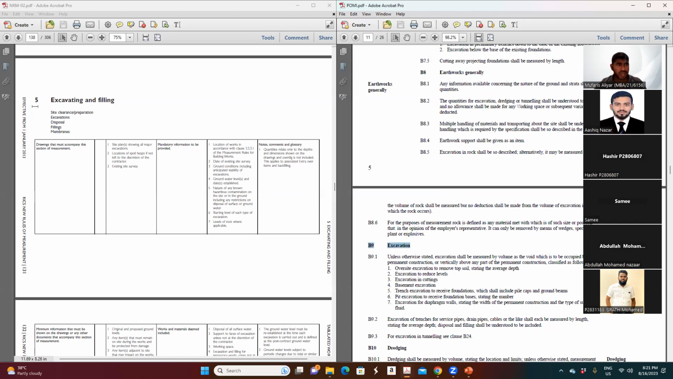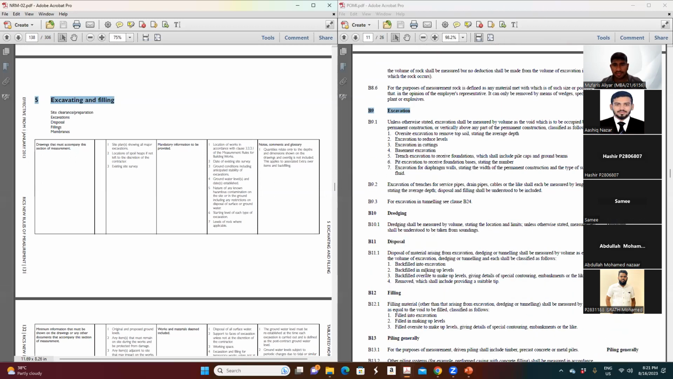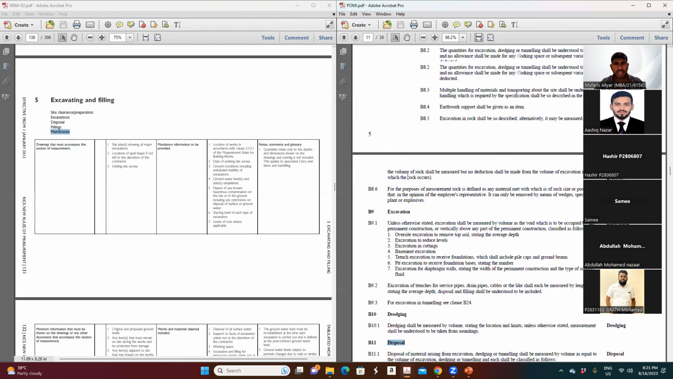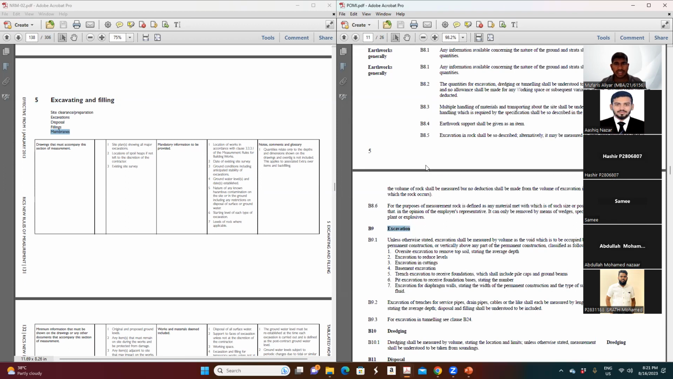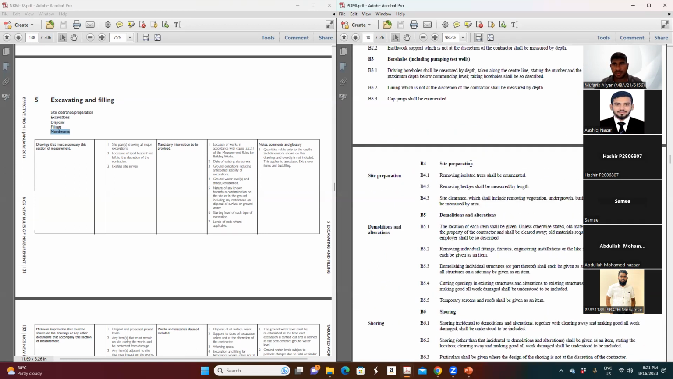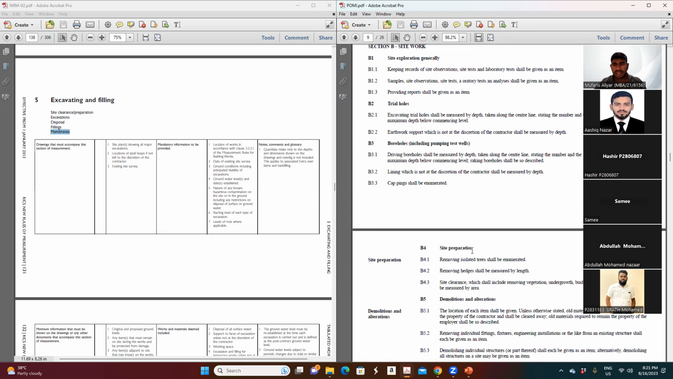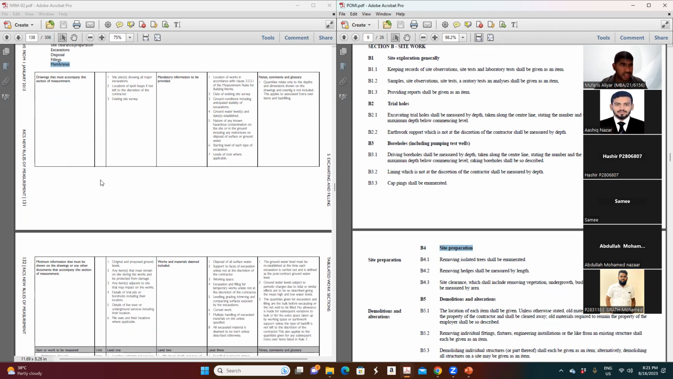Then if you come to NRM 2, excavation and filling. For me, the filling is different here, but they compile it together: NRM 2, excavation and filling. See here, site clearance, excavation, disposal, filling, membranes. So they put all together: fillings, disposal, excavations, site clearance, site preparation. They compile it together.